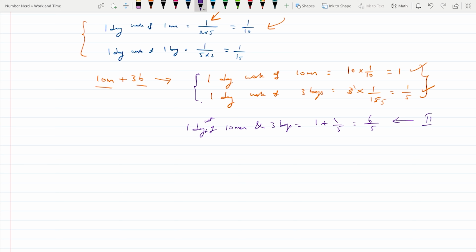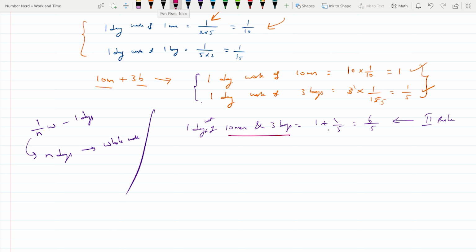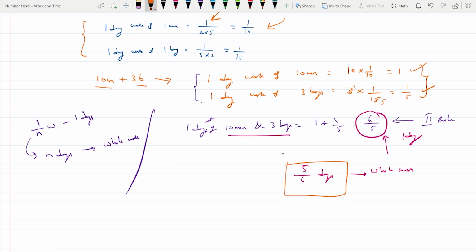According to the second rule, which we have discussed in video number 2, if a person can complete 1 by nth of the work in 1 day, then he will take n number of days to complete the whole work. So if these persons are completing 6 by 5 of the work in 1 day, then they will take the reciprocal of this value number of days. It means 5 by 6 number of days to complete the whole work. Hence this is the answer, because they have asked us to calculate the number of days taken by 10 men and 3 boys to complete the work. It is 5 by 6 days.